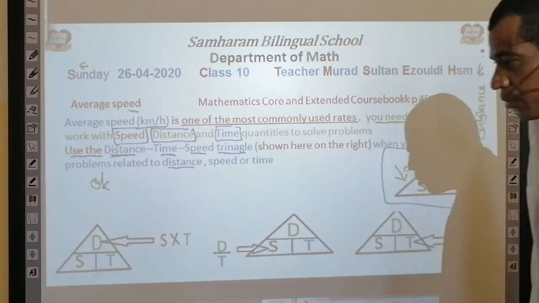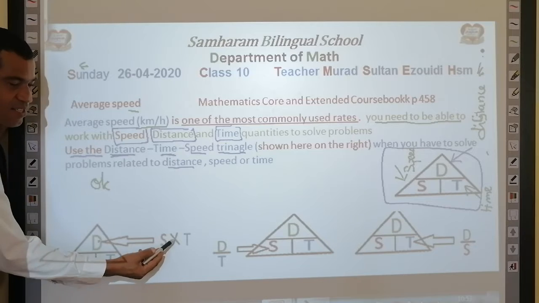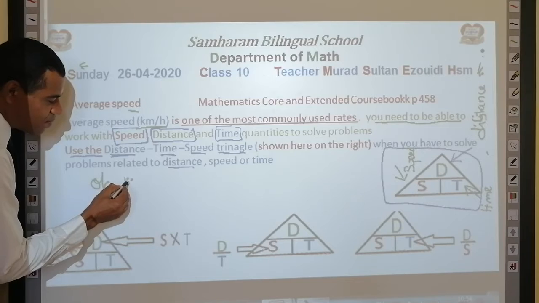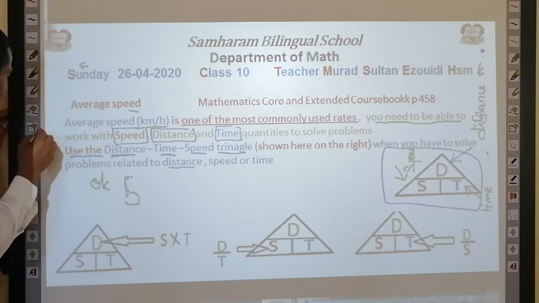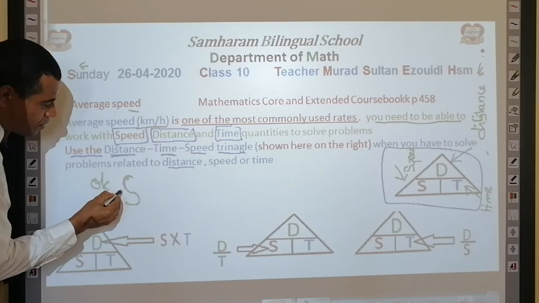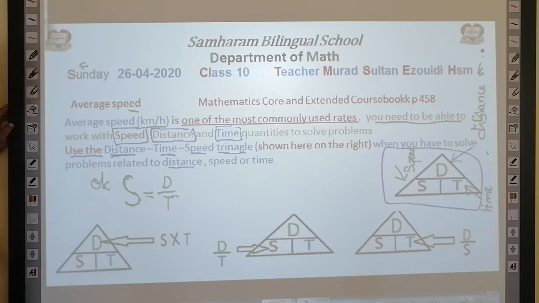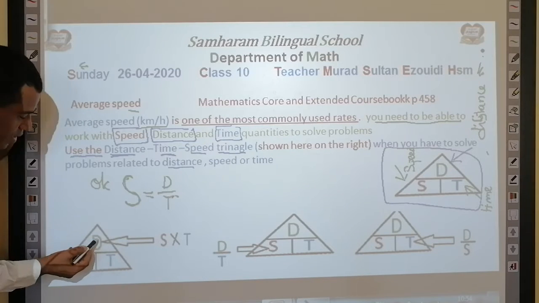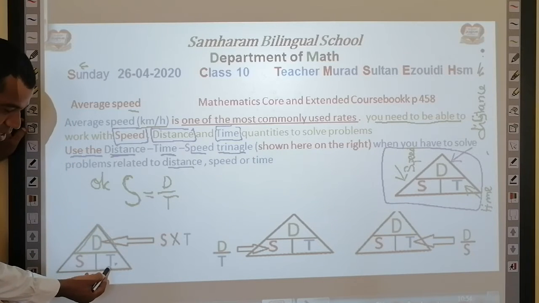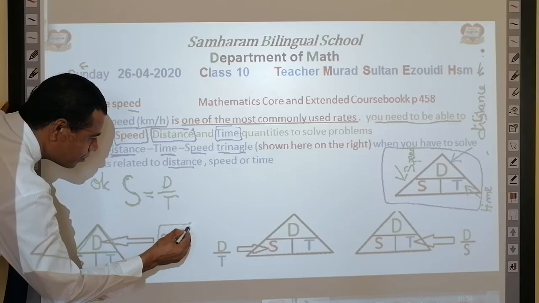Now the question is, try to express D in terms of S and T. Speed is equal to what, my learners? Yes, speed is equal to distance divided by the time. Now, distance equals the product of speed and time. So distance equals s multiplied by the time.